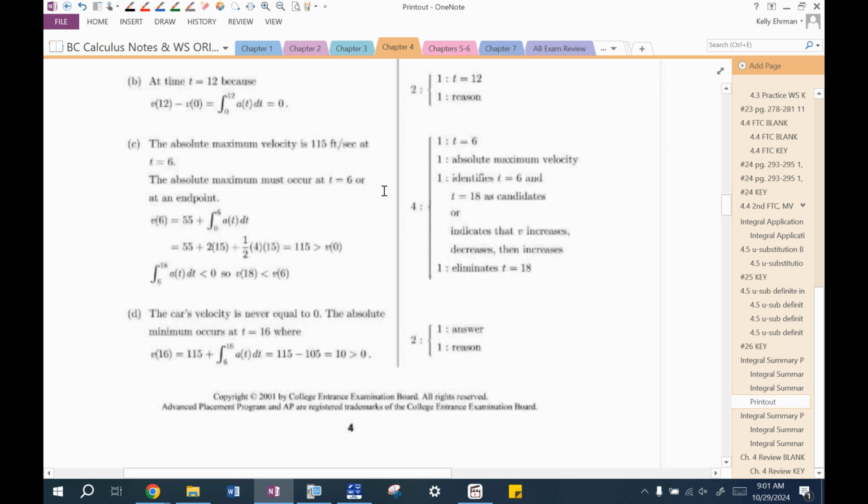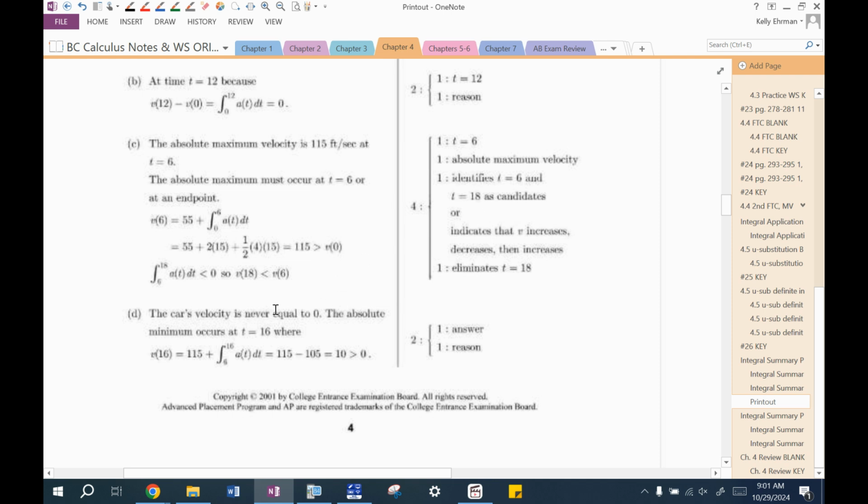Let's look at part C. The maximum velocity is 115 feet per second at 6. That's what we got. So you get a point for saying 6. You get a point for the 115 feet per second. Identify 6 and 18 as candidates. So see how I listed out my candidates? I had 0, 6, and 18. Or you can talk about the velocity graph, how it's increasing, decreasing, and then increasing. And ultimately, you've got to rule out 18 and come up with 6. So there's 4 points in that. Do you have to write it exactly like they did? No, but you've got to know that your answer needs to satisfy these conditions.